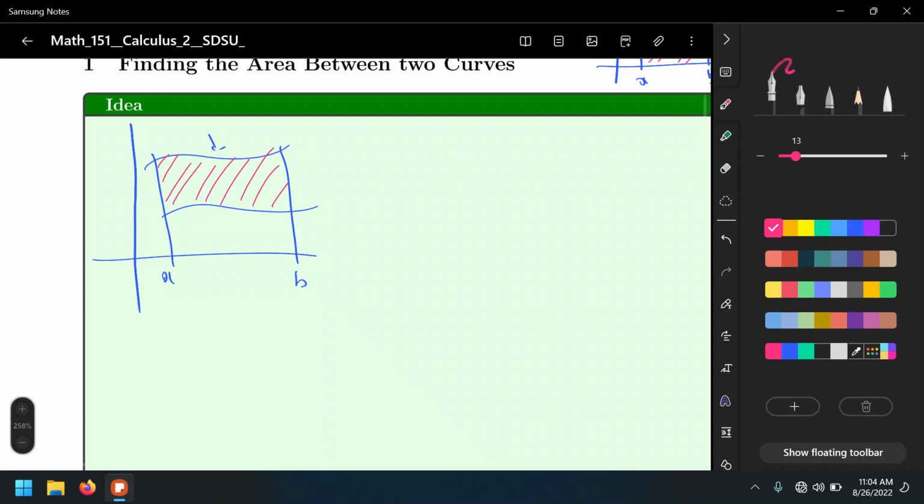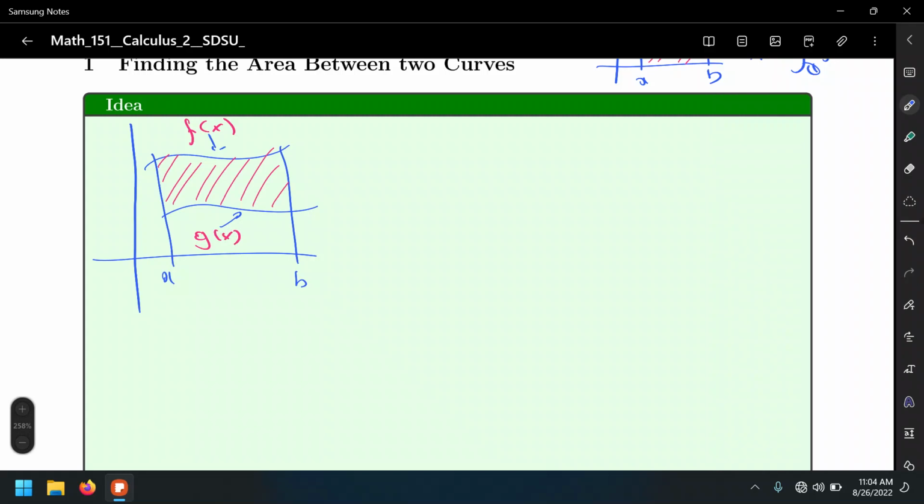In this case, we want this area defined, or rather bounded above by some function f of x, and bounded below by another function that we call g of x. How do we find this area using integrals? Because this is not just the area under the curve. This is the area between two curves.